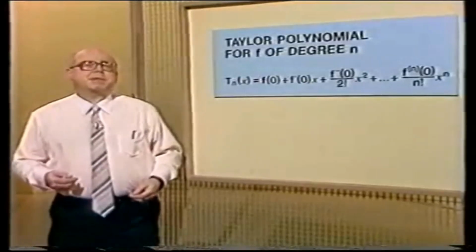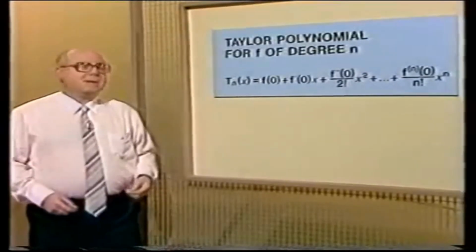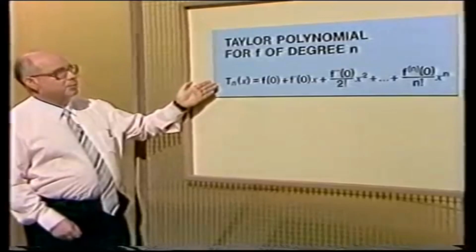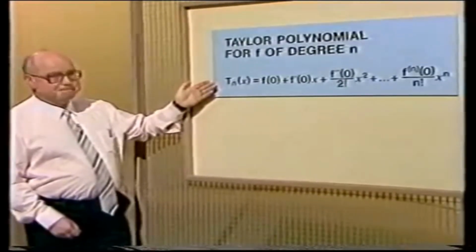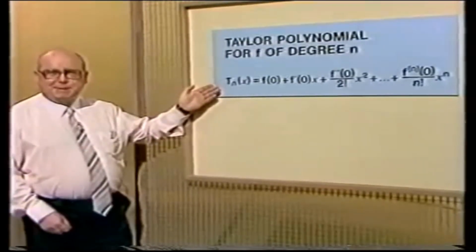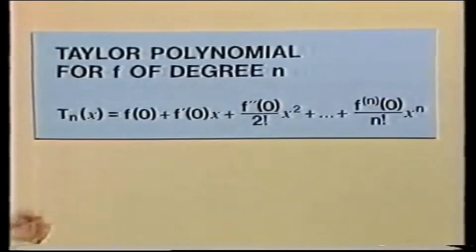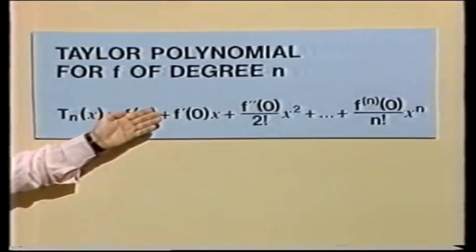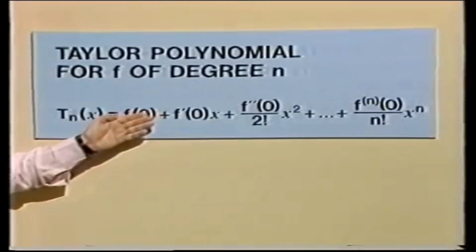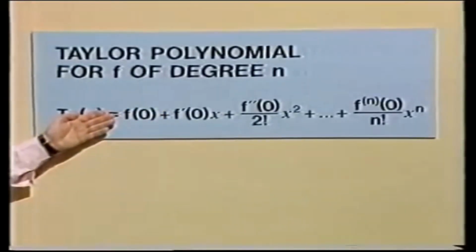So, let's see what these approximations are. This is the formula for the Taylor polynomial at 0 of degree n, Tn of x. Let's see where this formula comes from. We want Tn to have the same value as the function when x equals 0. And it does so because when x equals 0, all these terms involving x's just vanish. We're left with f of 0.